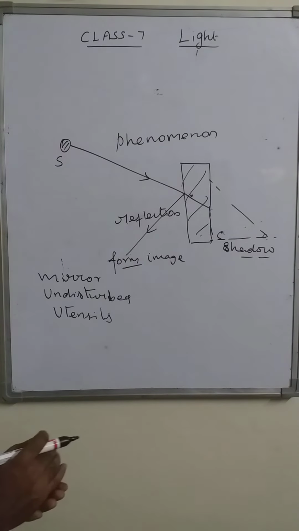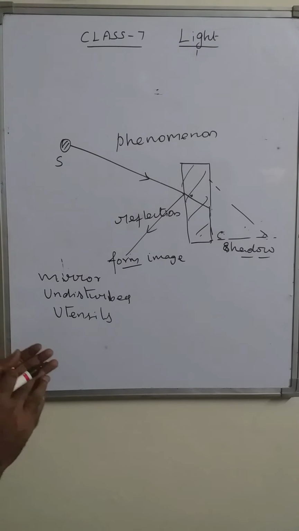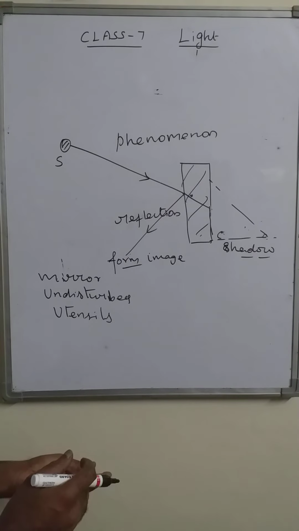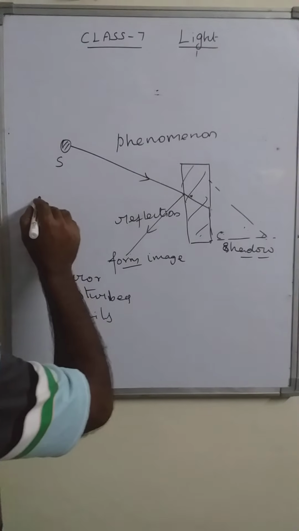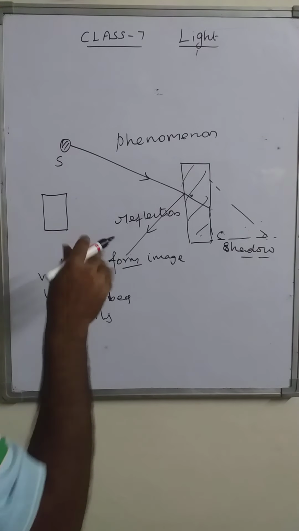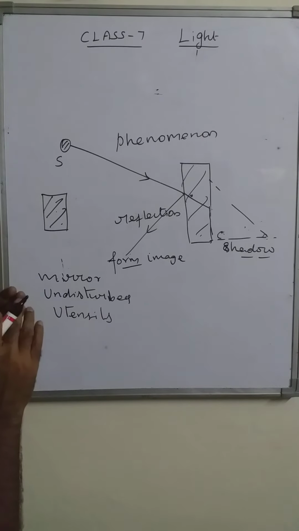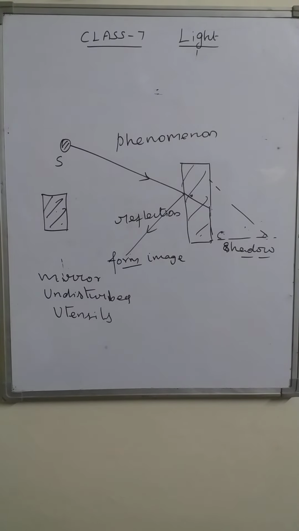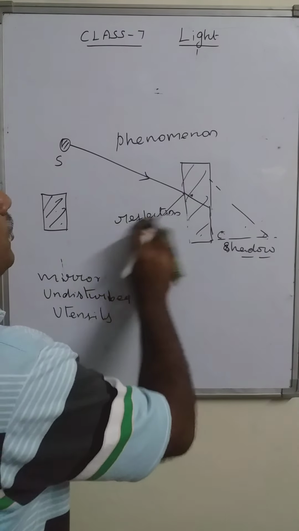But other surfaces, for example the wall, the table, the board, and many other surfaces, from those surfaces also reflection takes place. Suppose this is the table surface or the floor, ground. From the ground also the light is reflecting, but we are not able to see ourselves. The image is not formed by this. So all the surfaces are reflecting the light, but few surfaces form the image due to the reflection.